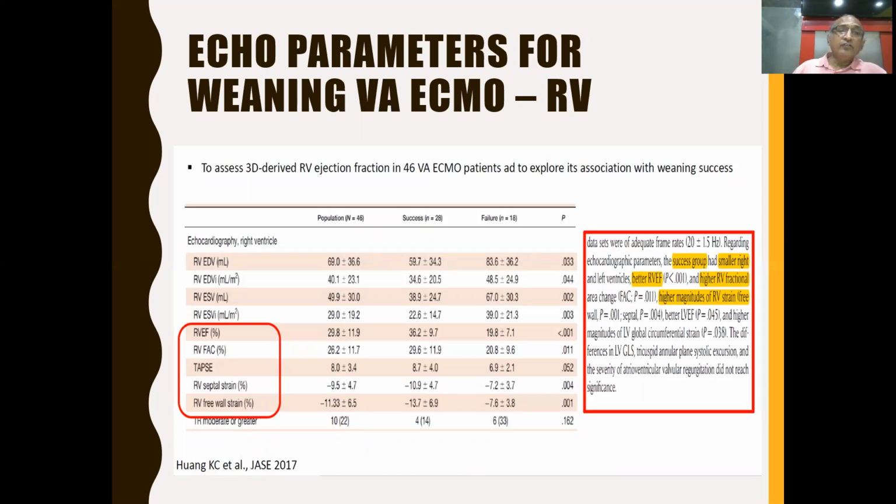For right ventricular function, you have to see the right ventricular ejection fraction, that is most important. If the right ventricular ejection fraction is more than 24, you can think the patient can be weaned off from the ECMO, and you have to see the TAPSE.